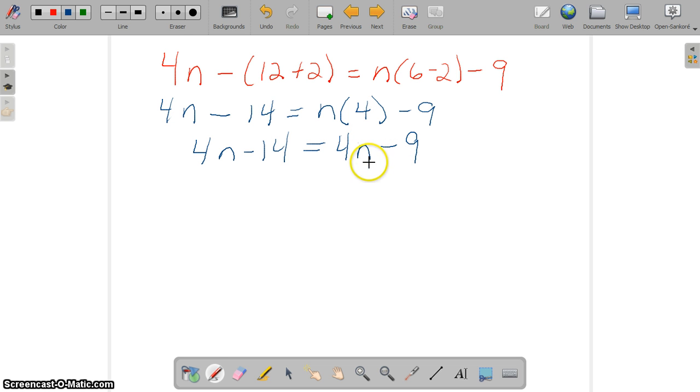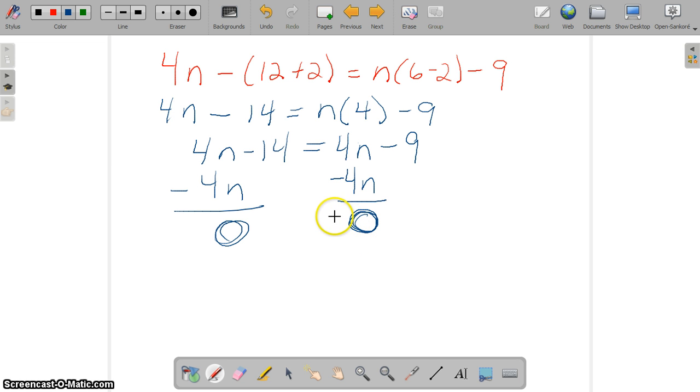All right, so now I need to get my n's on one side and my numbers on the other. So I'm going to subtract 4n from both sides. Uh-oh, what's happening? It's crazy. What's happening? My n's are gone. My n's are gone on both sides of the equation.